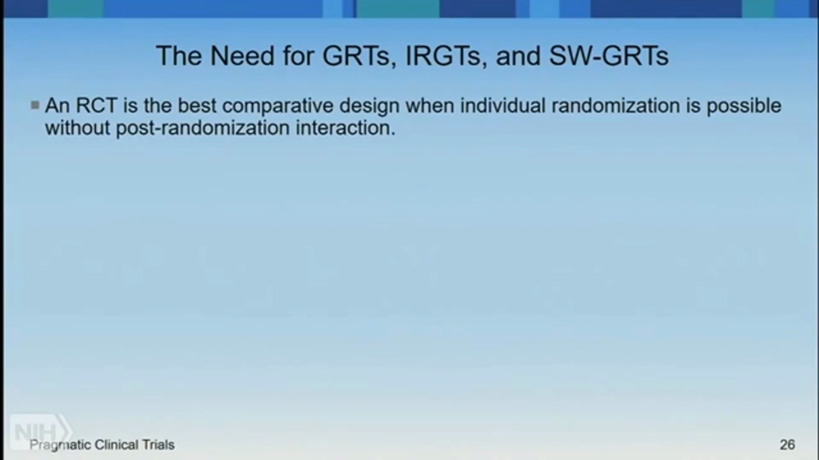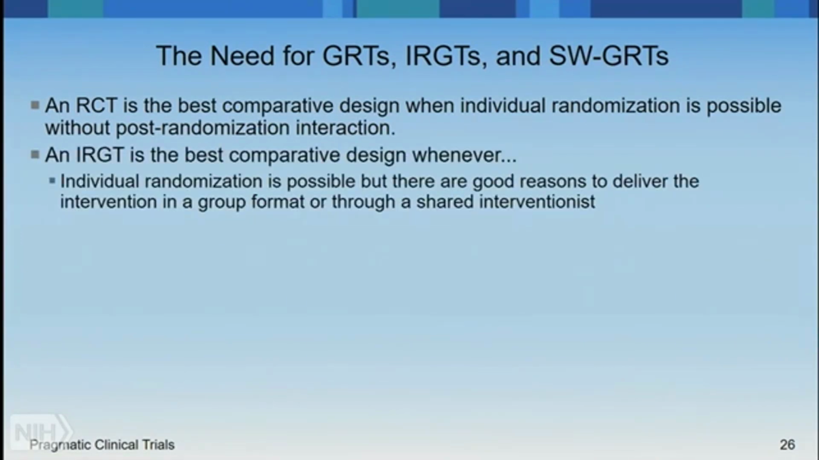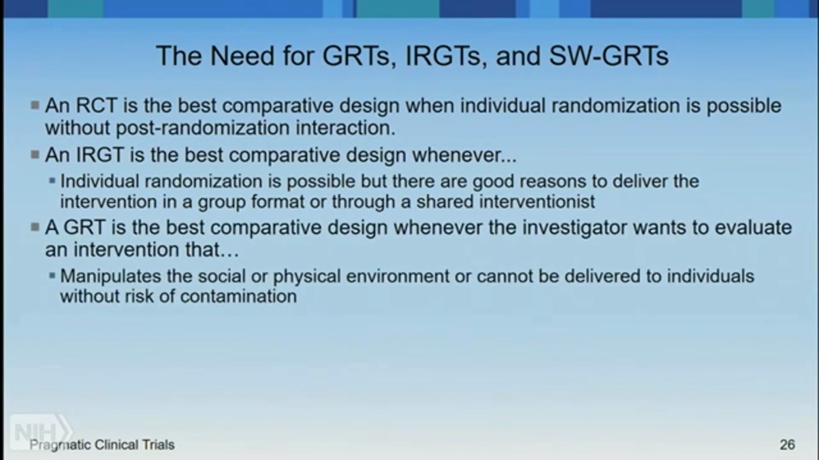The RCT is the best comparative design if individual randomization is possible without interaction post-randomization. An individually randomized group treatment trial is the best comparative design if individual randomization is possible, but there's a darn good reason to deliver the intervention in a group format, and often there is, or through a shared intervention agent. The group randomized trial is the best comparative design whenever the investigator wants to evaluate an intervention that manipulates the social or physical environment or can't be delivered to individuals without substantial risk of contamination.